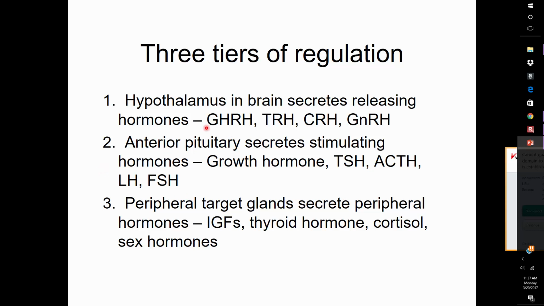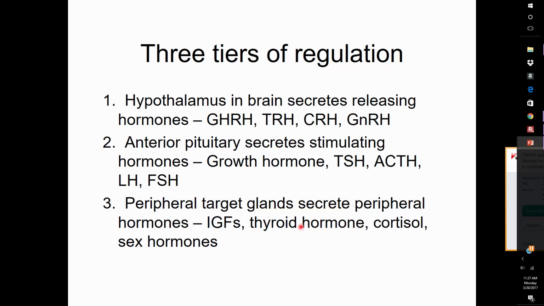So growth hormone releasing hormone comes from the hypothalamus, goes through the hypothalamic hypophyseal portal system, goes to the pituitary, which releases growth hormone. Then growth hormone goes out, and one of the places it goes is the liver, which produces insulin-like growth factors. So that's a pathway. That's those 3 tiers in one pathway. TRH goes through the portal system, causes the release of TSH from the anterior pituitary. TSH goes to the thyroid gland, and we get thyroid hormone. So I want you to start to see the pattern, and that makes it a lot easier to remember.